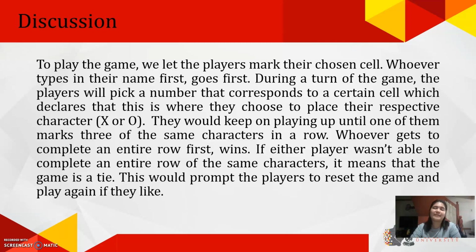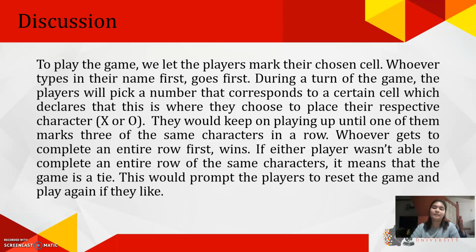cell. Whoever types in their name first goes first. During a turn of the game, the players will pick a number that corresponds to a certain cell, which declares that this is where they choose to place their respective character. It could be an X or an O. For our program, player 1 gets the X character and player 2 gets the O character.